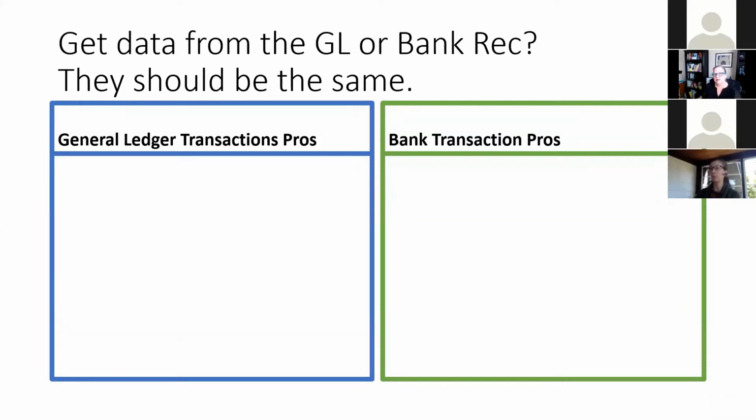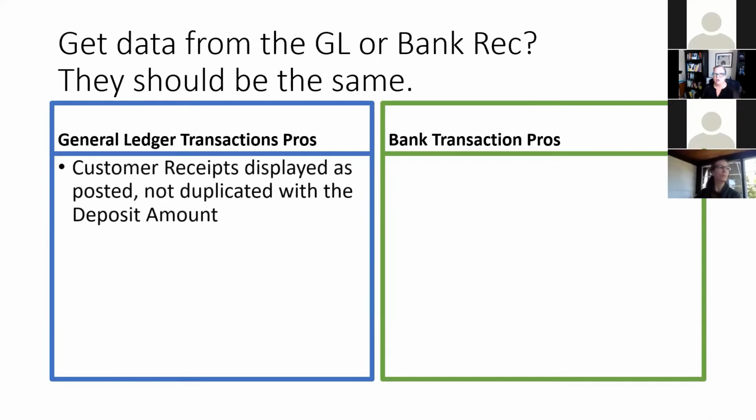Now, let's talk a little bit about the general ledger versus bank rec. Where do you get the data? Because the reality is they should be the same, right? They should be in balance and they should be the same. So everything on the left are pros for the general ledger transactions, and everything on the right in the green is for the bank transactions from the bank rec module. So I want to start, if you get it from the general ledger instead of bank rec, then your customer receipts are going to be automatically where you expect them to be inside of the general ledger transactions.